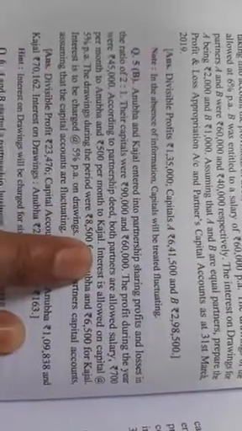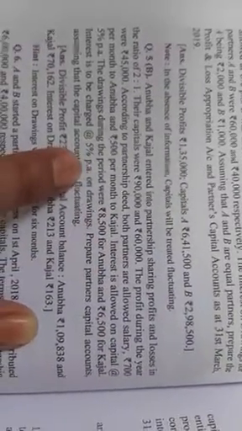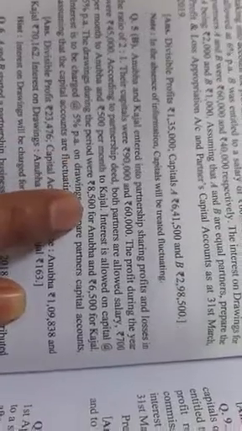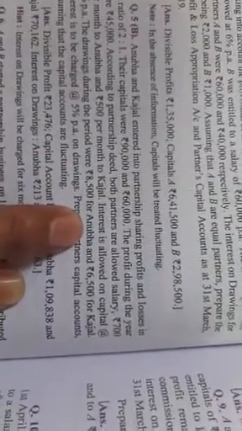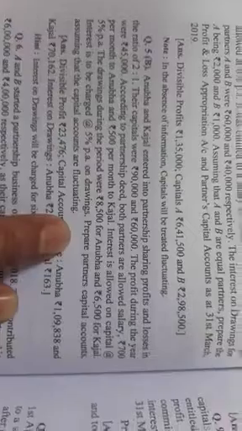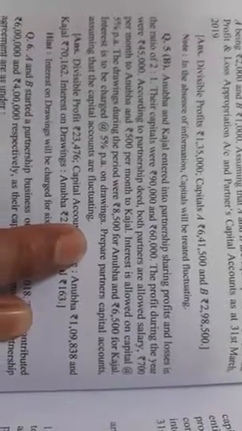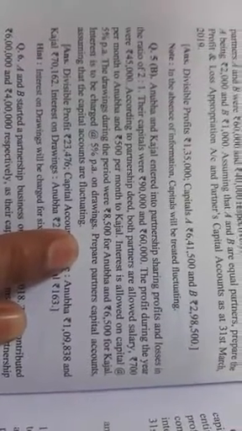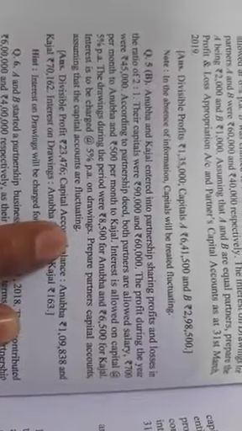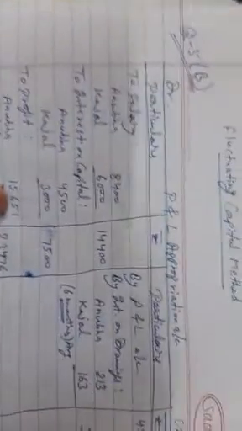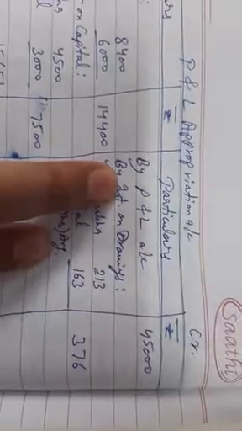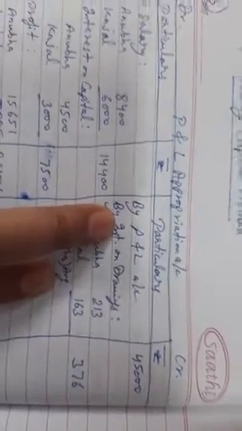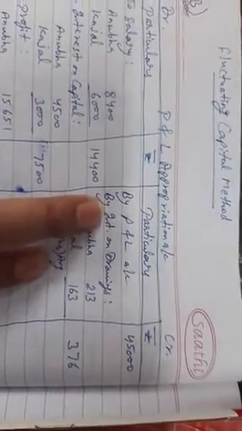Interest is allowed on capital at the rate of 5% per annum. The drawings during the period were rupees 8,500 for Anubha and rupees 6,500 for Kajal. Interest is to be charged at the rate of 5% per annum on drawings. Prepare partners' capital accounts, assuming that capital accounts are fluctuating. So first of all, we have to prepare the profit and loss appropriation account. The net profit as given in the question, rupees 45,000, will appear on the credit side by profit and loss account 45,000.